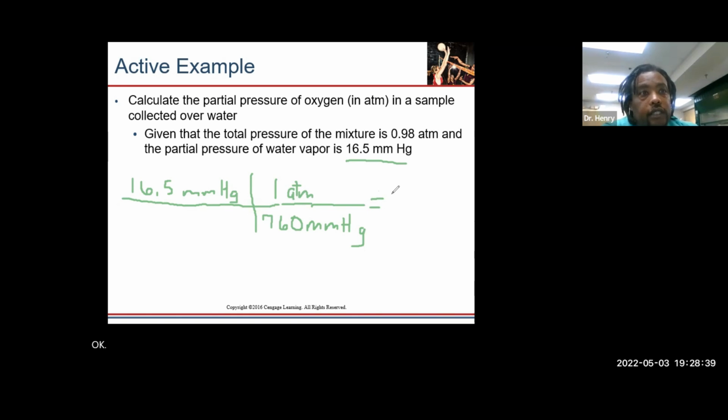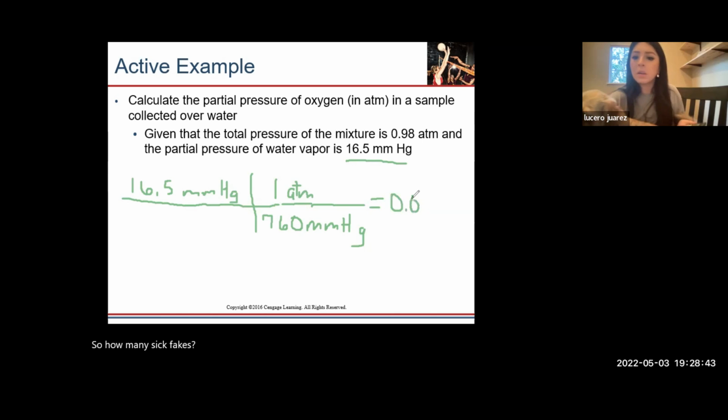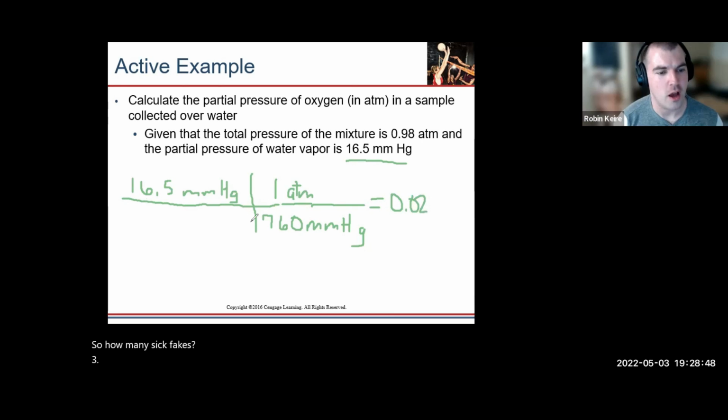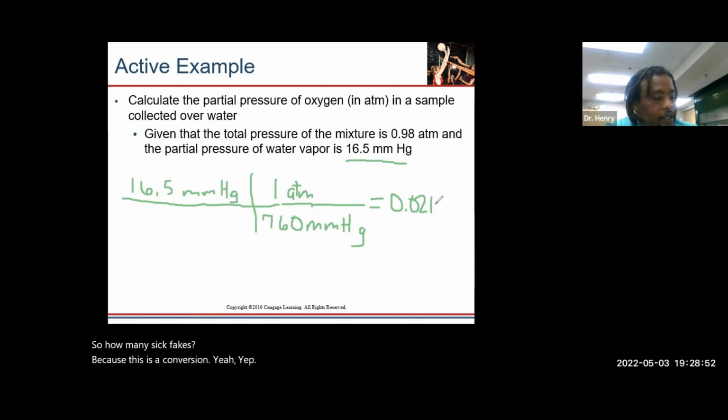So how many sig figs? 3. Is that a perfect number, right? Yep. Okay.